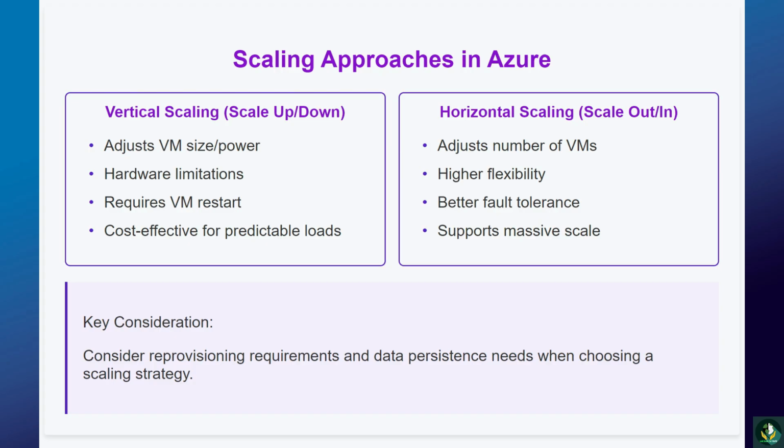Here are some best practices for implementing scaling strategies. For vertical scaling, schedule scaling operations during maintenance windows. Ensure your application can handle the restart process. Document VM size requirements for different workload levels. Consider using managed disks for faster scaling operations.